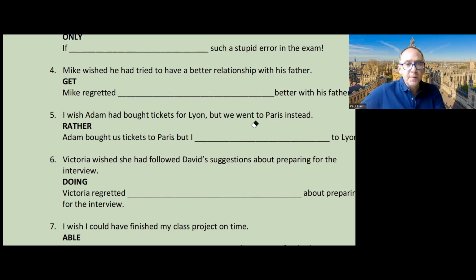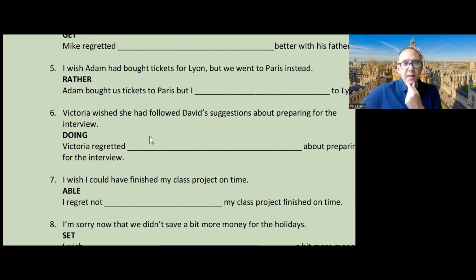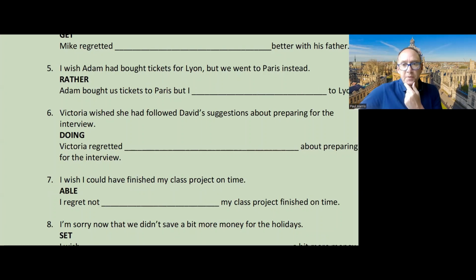Right. Okay, let's move on to number 5. So we're going to move on to something a little bit different here. What have we got here in number 5? Just one second, let's make sure we can see the whole screen. So I wish Adam had bought tickets for you, but we went to Paris instead. Okay, now we're going to use rather here. We've got wish past perfect again.